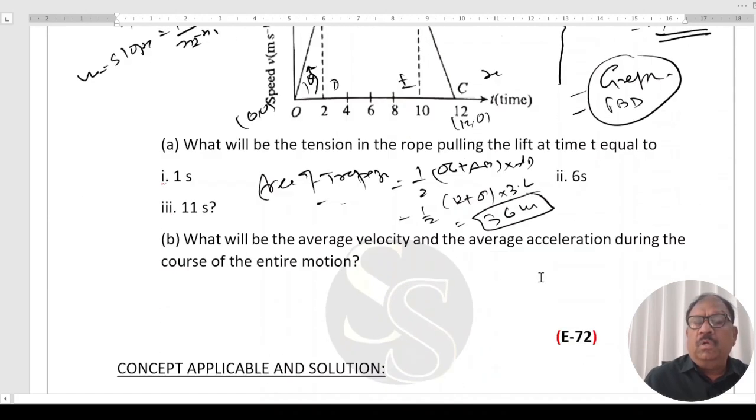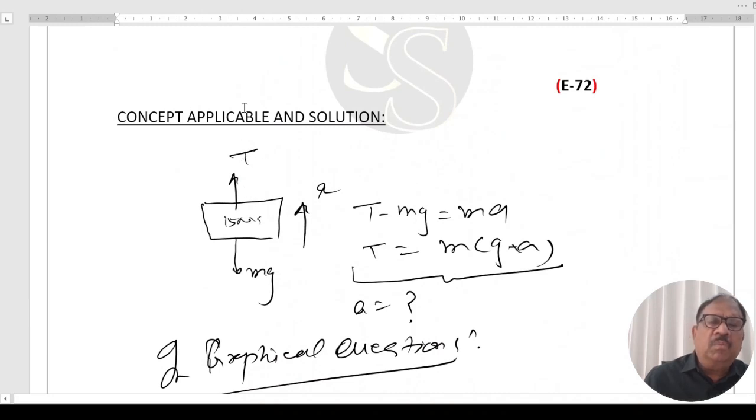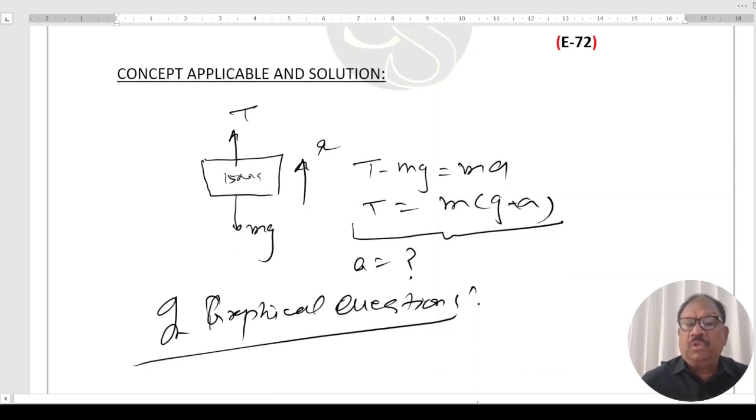This is all about the very basics regarding the free body diagram. Tension will be in the string, weight always acts downward, and the acceleration is upward as the lift is moving upward, so T minus M g is equal to M into A. In three different cases, we have found out T1, T2, T3. Right? Next question.